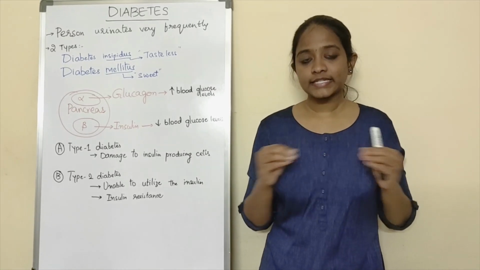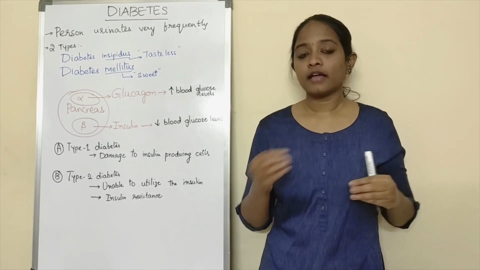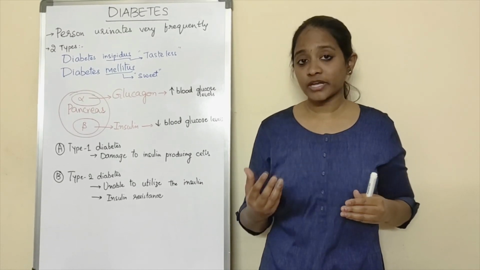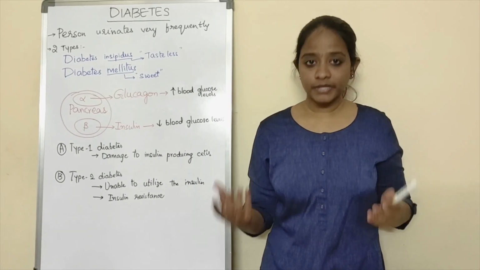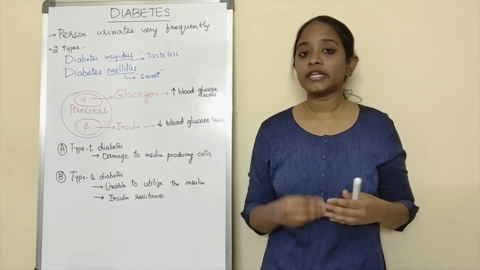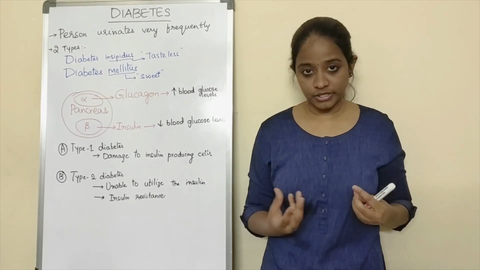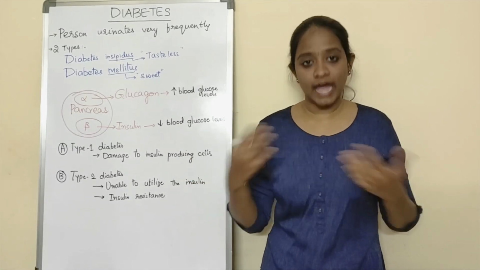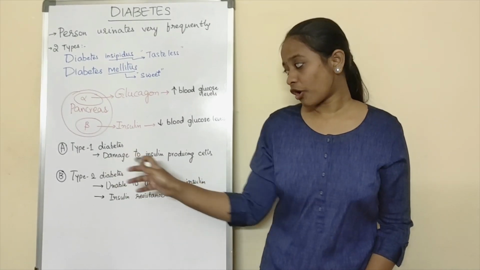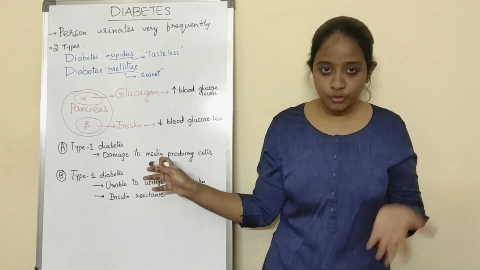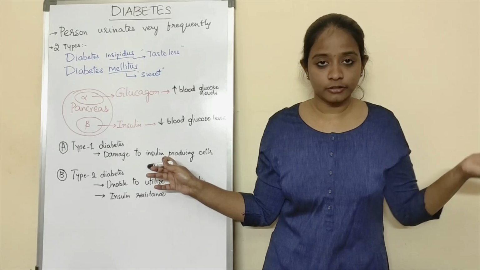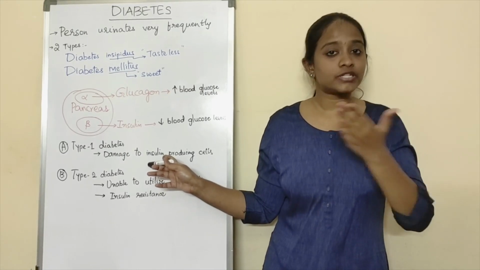So, in type 1 diabetes, the cells which produce the insulin are damaged. This damage can either be because of an injury or it can be because of autoimmunity. So, when the cells which produce insulin are damaged, there is no production of insulin. When there is no insulin, there is no signaling to the cells which take up the glucose. So, the blood glucose levels remain high.